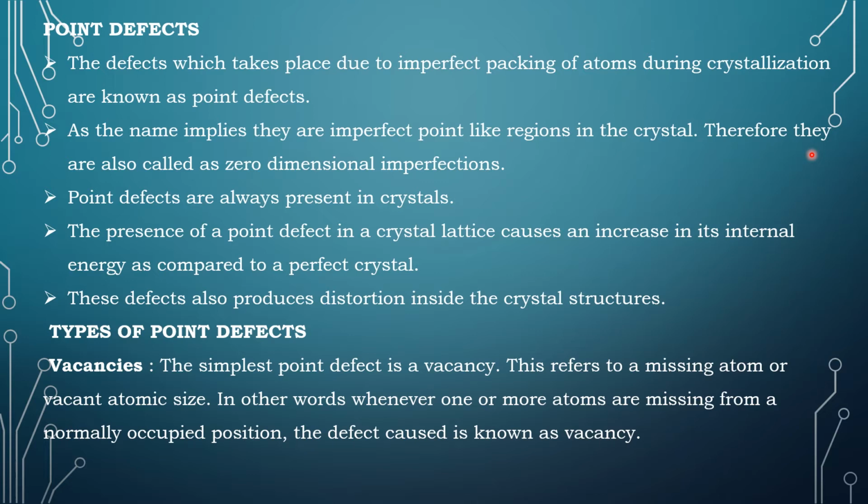Now, what are the types of point defects? So, the first one is the vacancy. So, the simplest point defect is a vacancy. Now, the name itself tells that it is a missing atom or a vacant atomic site. So, vacancy refers to a missing atom or a vacant atomic site. In other words, whenever one atom or more atoms are missing from a normally occupied position, the defect caused is known as vacancy.